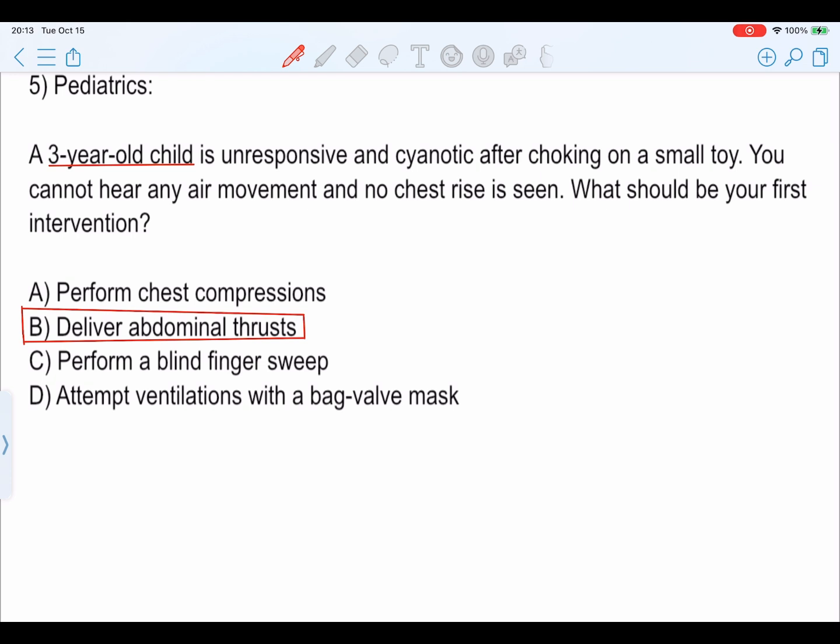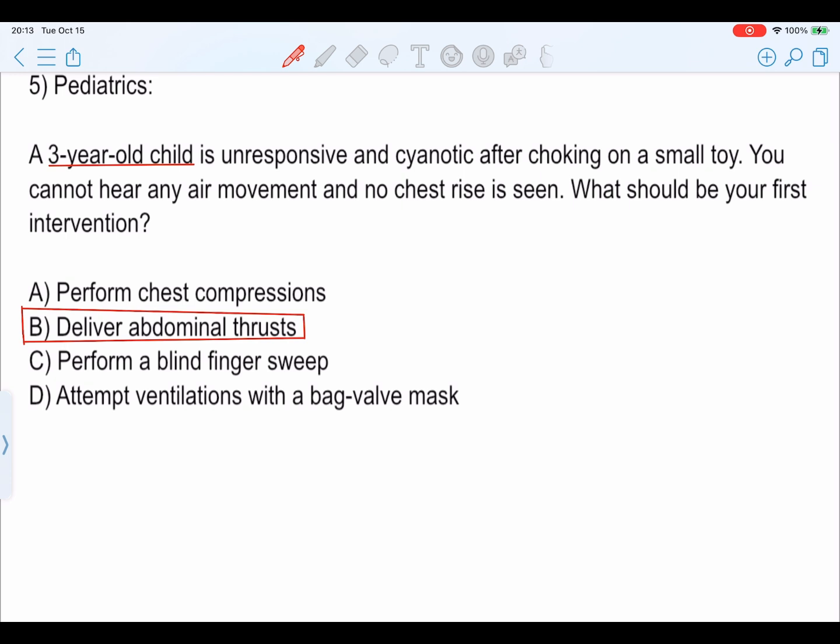Performing a blind finger sweep. We never do this, ever. Nowhere is it in the protocol to perform a blind finger sweep. Now, some protocols might say that it's okay to sweep if you see the object visibly in the throat. Never going to be blind though, so we can get rid of C right off the bat.